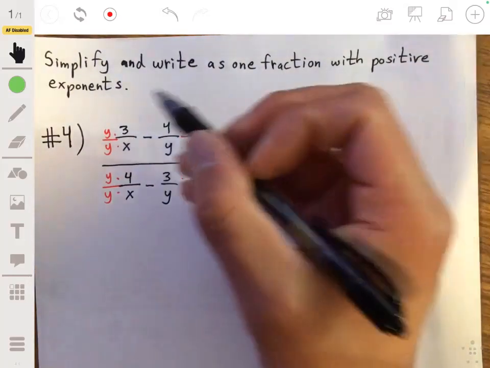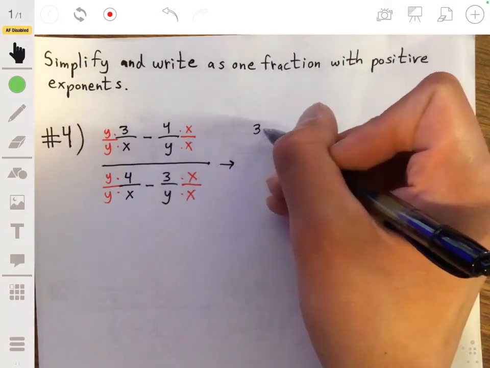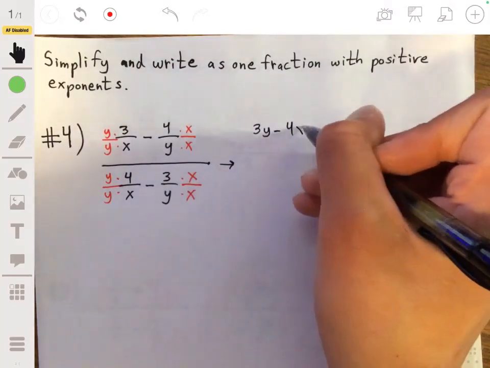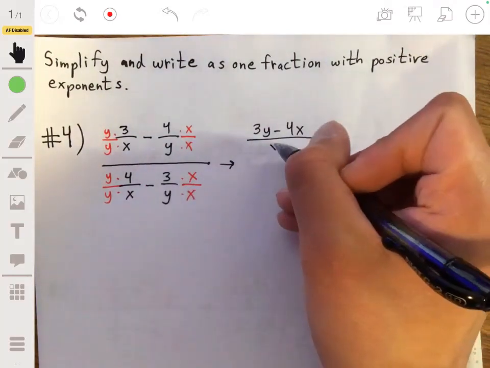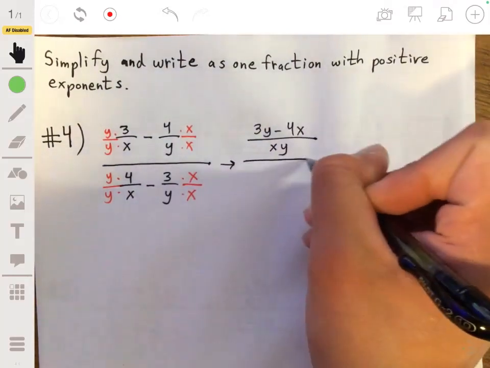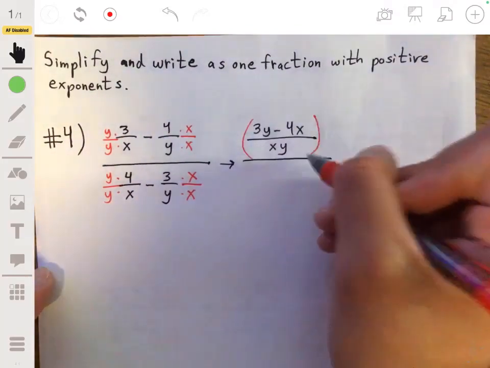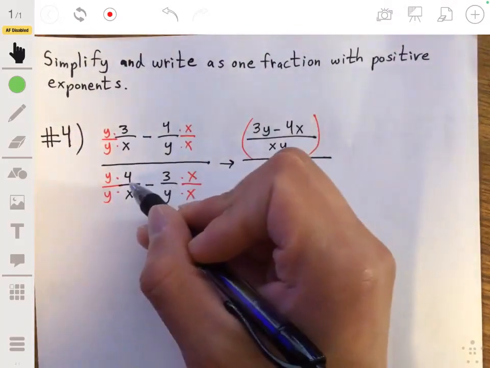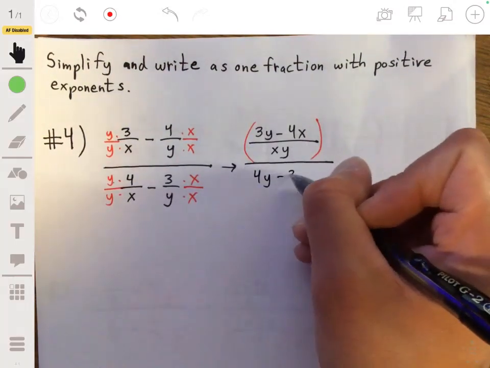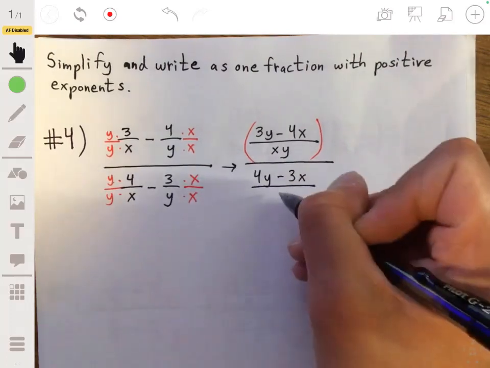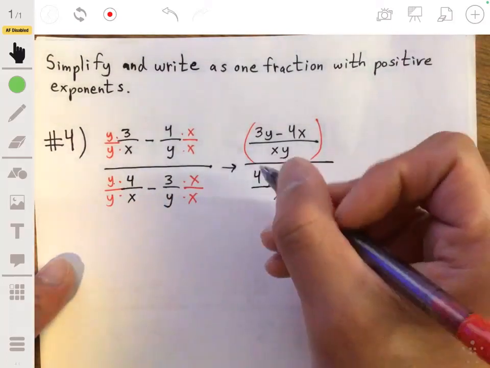Then it becomes 3y minus 4x all over xy. So you can combine them because they all have the same denominator. And here we got 4y minus 3x all over xy, because once again, they have the same denominator.